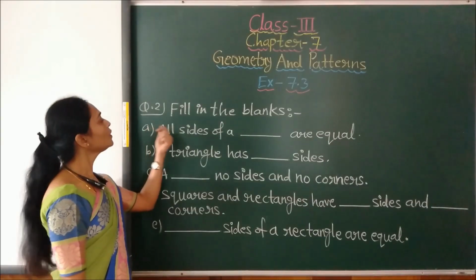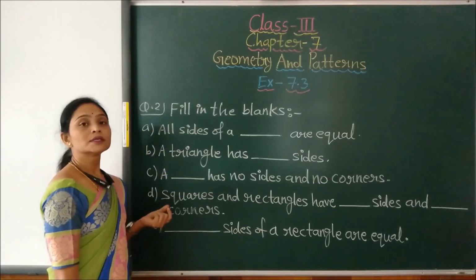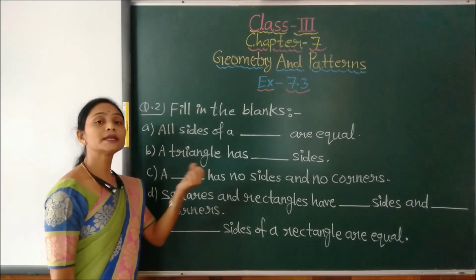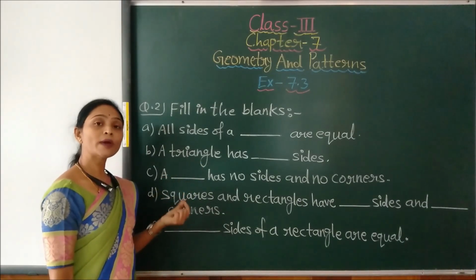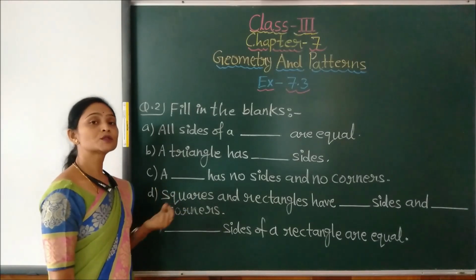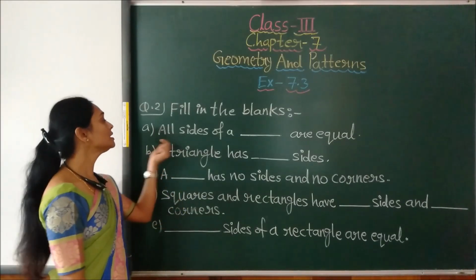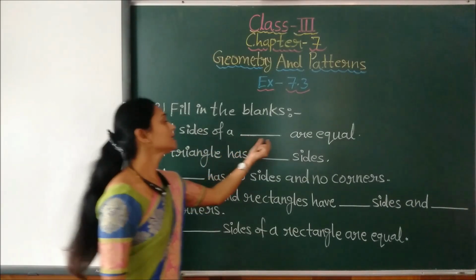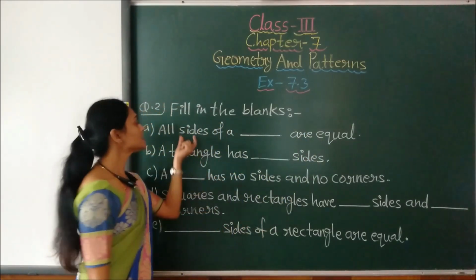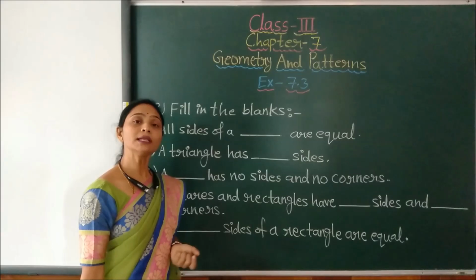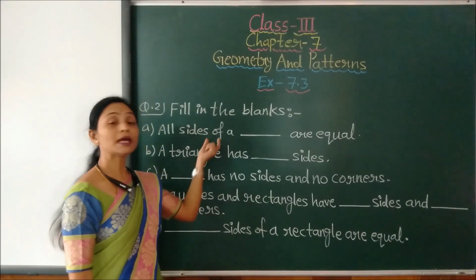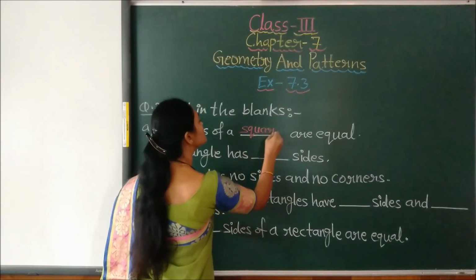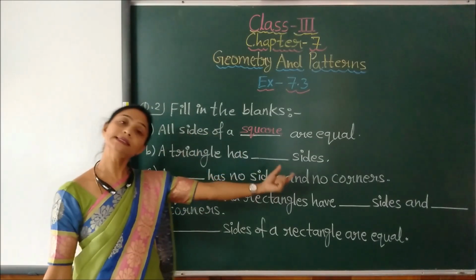Now see this question number 2. Fill in the blanks. So children, just now we have learned plane shapes. In that we have seen how many sides and corners are there in a rectangle, square, triangle and circle. So all that we have to remember and fill these blanks. Yes, all sides of a dash are equal. So see children, which shape is having all sides equal? Just now we have learned. Which shape? That is square. So here we have to write square. Yes, square is having all four sides equal.